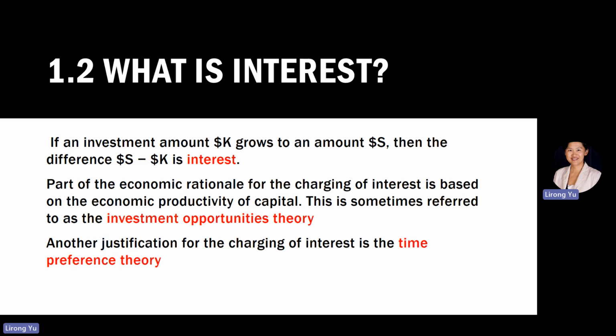Another reason for interest is time preference theory. Do you want to have $1,000 now, or do you want to have $1,000 a year later? We certainly prefer to have $1,000 now, which means having money now is always better than having it later. So if you want somebody to give you this $1,000 later rather than now, you have to pay them to agree to a less preferred choice. So that's time preference theory.